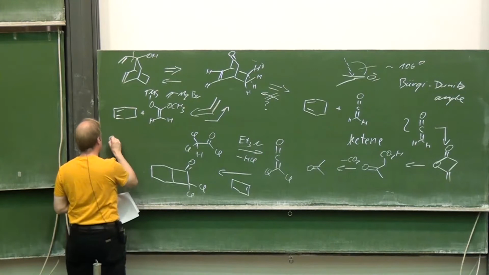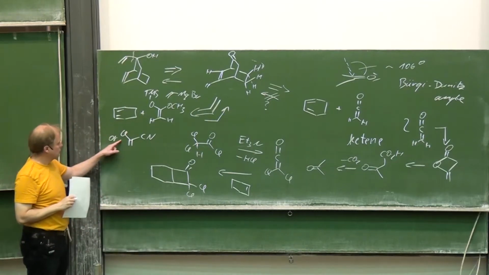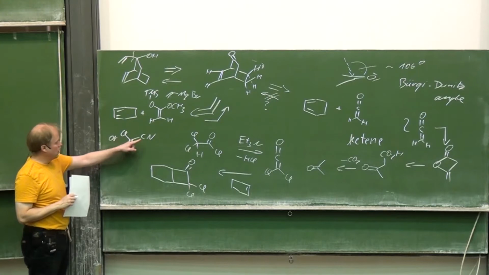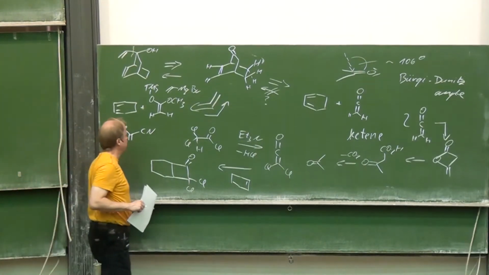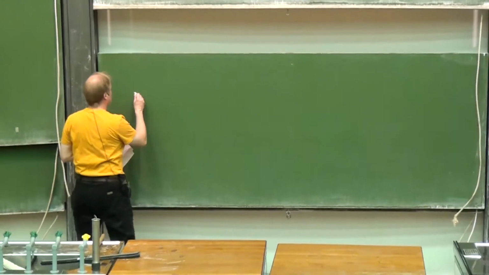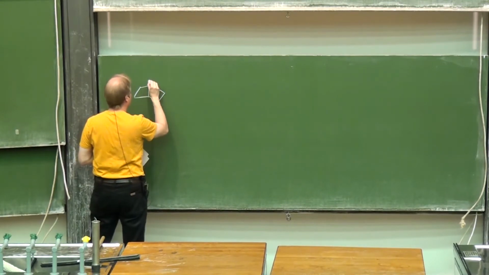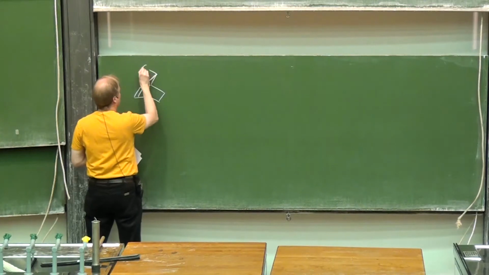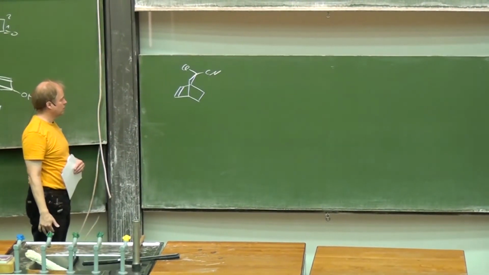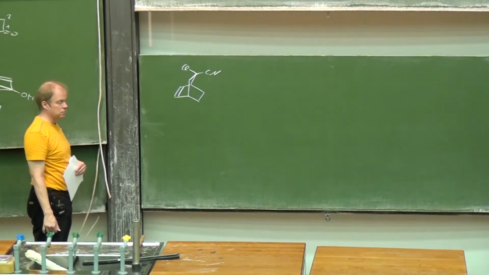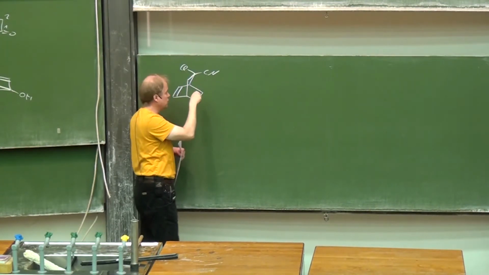And there is an alternative. This chloroacrylonitrile. So, that chloroacrylonitrile would give this Diels-Alder product. How can we now transform that functionality into a ketone?